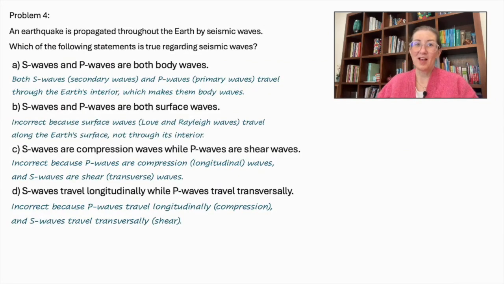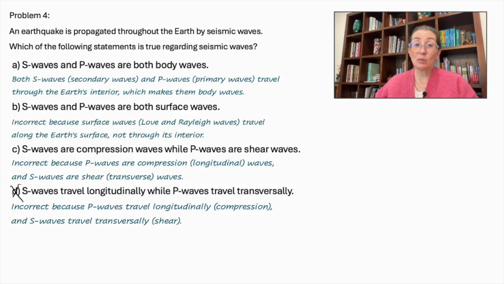Problem number 4. An earthquake is propagated throughout the Earth by seismic waves. Which of the following statements is true regarding seismic waves? S waves and P waves are both body waves. S waves and P waves are both surface waves. S waves are compression waves while P waves are shear waves, or S waves travel longitudinally while P waves travel transversely. Let's begin at the bottom. This is incorrect because P waves travel longitudinally, compression, and S waves travel transversely, shear.